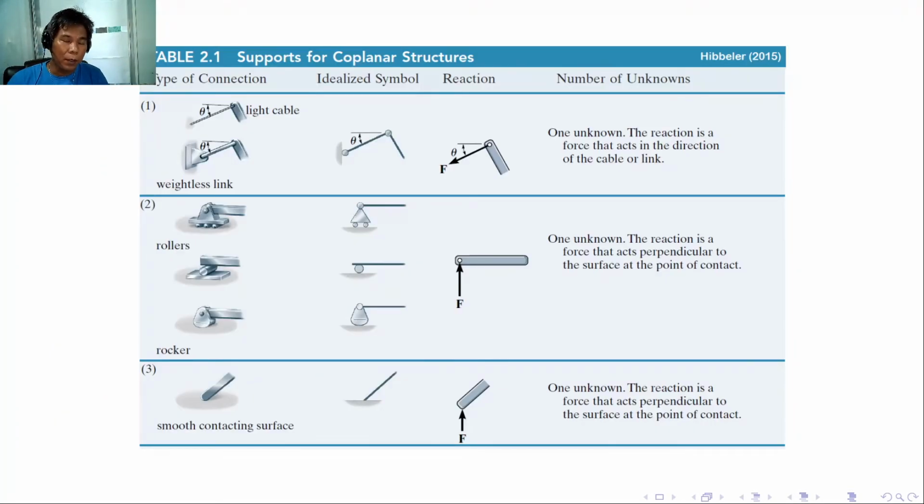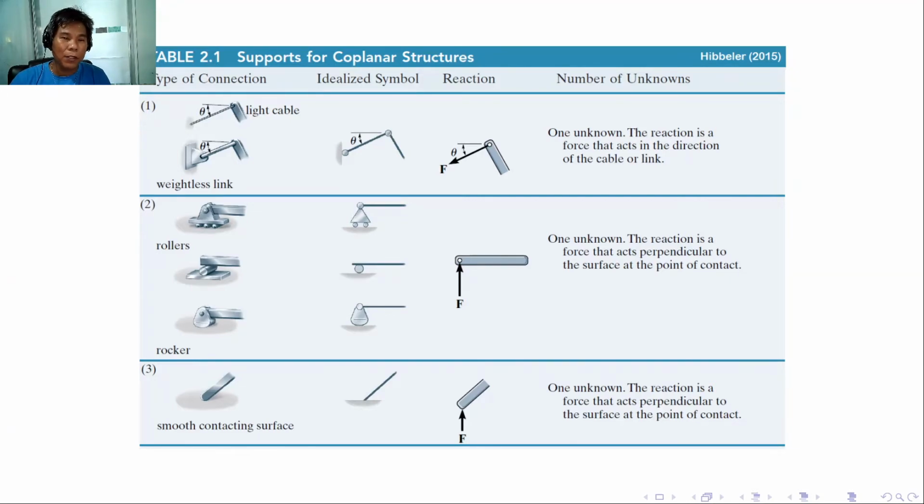So here is a table from Hibbeler, table 2.1 for the supports for coplanar structures. As you can see, there are four columns: the type of connection, then the idealized symbol of the connection, and the reaction, and the number of unknowns. For example, for type 1 connection, we have a light cable oriented at an angle theta from the horizontal. So with the weightless link, which is also oriented at an angle theta with the horizontal.